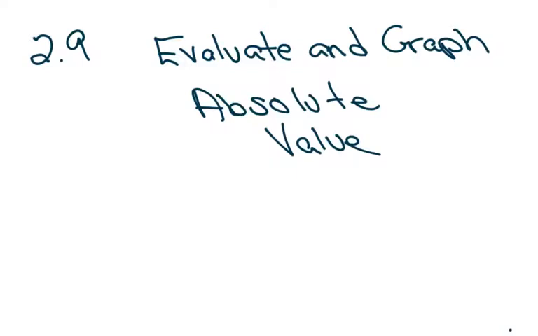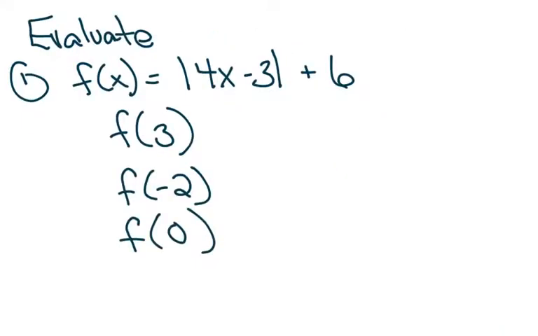2.9, we are going to evaluate and we're going to graph absolute values today. So let's start with the evaluate piece. We are really essentially just plugging stuff in and seeing what we get out. So just very basic math. So what I want to remind everyone is this is written as f of x. So really these numbers are just in the place of x, and that's where you're filling them into the equation.